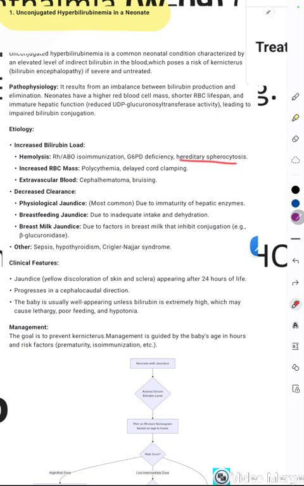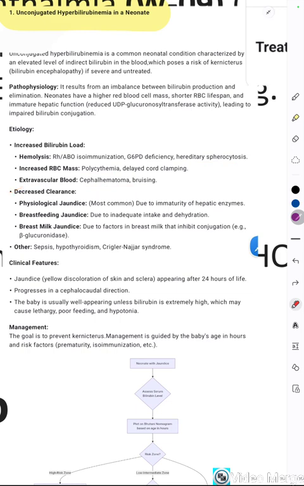Then membrane defects like hereditary spherocytosis. Increased RBC mass, that is polycythemia, is seen in postpartum pregnancy, delayed cord clamping. Extravascular blood, that is extravasation of the blood, is seen in case of cephalohematoma that predisposes to jaundice. Then decreased clearance is seen in case of physiological jaundice.